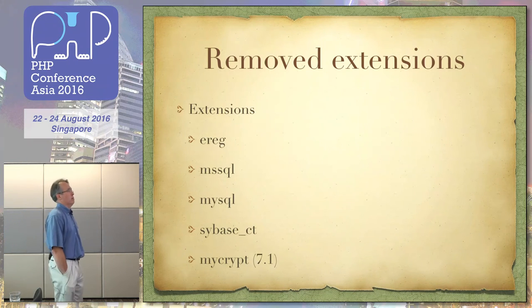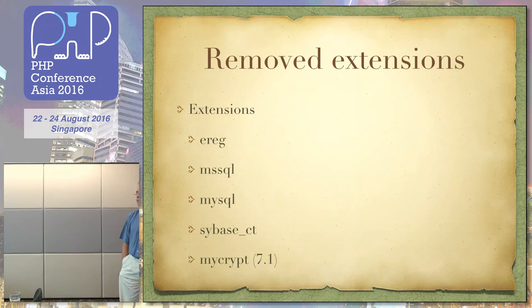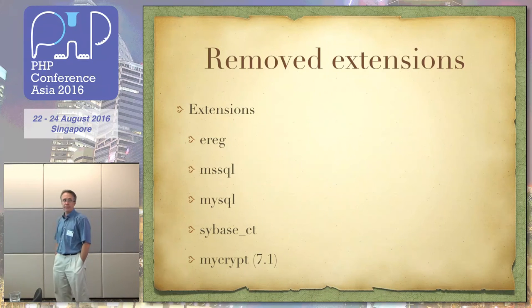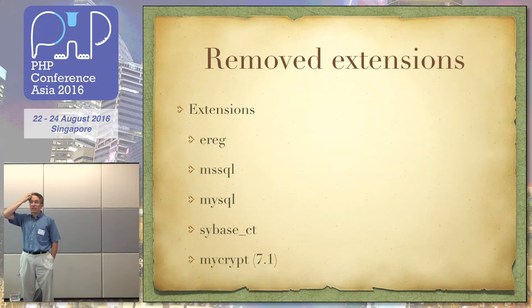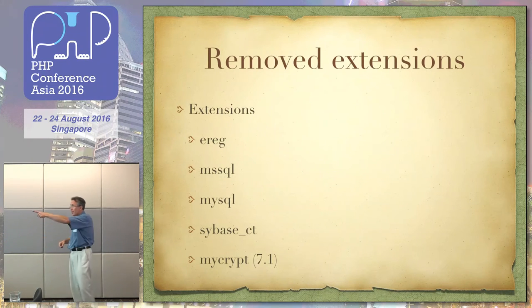So let's see. Removed features. Let's start with extensions. There's a good list of extensions that have been removed from 5.6 to 7.1: ereg, MSSQL, MySQL, Sybase, and MCrypt. No, it's MCrypt, not MyCrypt. That does not exist. Who's using MSSQL? Good, so you're not impacted. Who's using MySQL? Anyone still using the MySQL extension? WordPress supports 5.2 plus. It's using MySQL. So 5.5 plus.